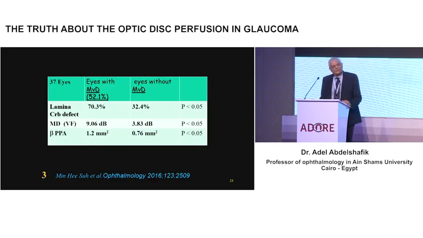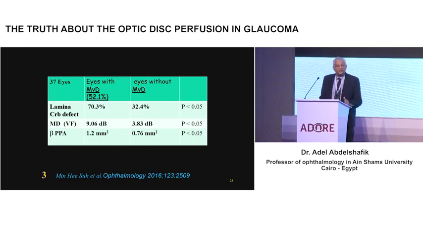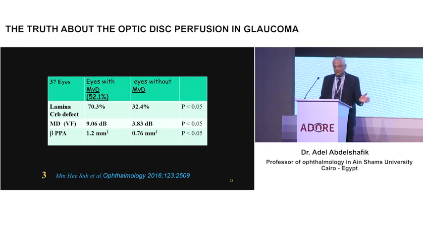Another study was done on 37 eyes. This study showed that in eyes with microvasculature dropout, the lamina cribrosa defects were 70% compared to the eyes without. Also, the mean deviation of the field defect was higher in the cases of microvasculature dropout, and the size of the area of beta zone in the parapapillary atrophy was larger when there is microvasculature dropout.